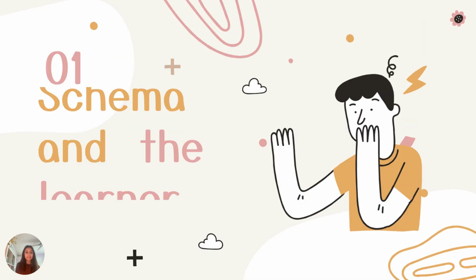So the first thing we're going to be talking about is schema and the learner. So how the learner processes these schemas and how it can improve an educator kind of talking about it. But this is basically talking about the thought process of a certain schema.